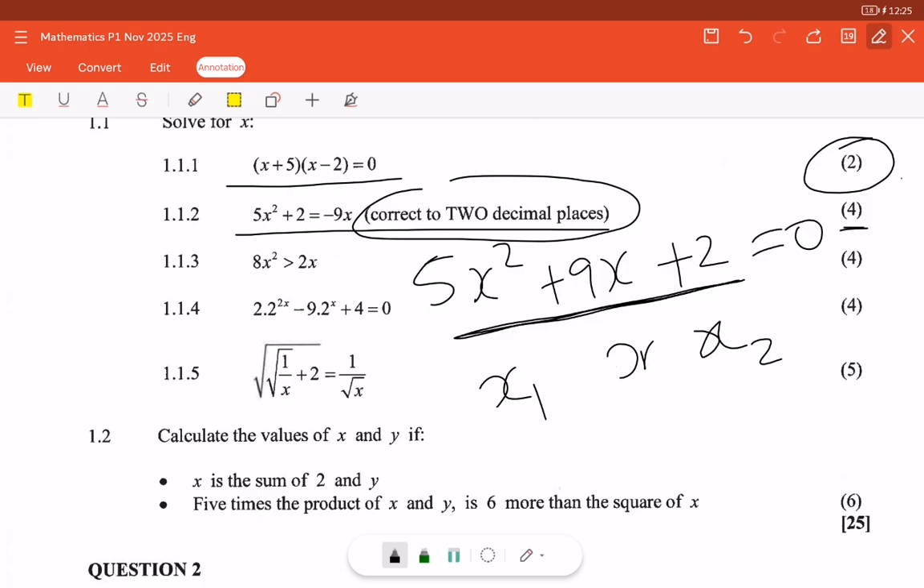Okay, now we have question number 1.1.4, which involves the exponents. Okay, this question I'm just going to simplify it on the other hand. Allow me to copy it. Hopefully it copies.